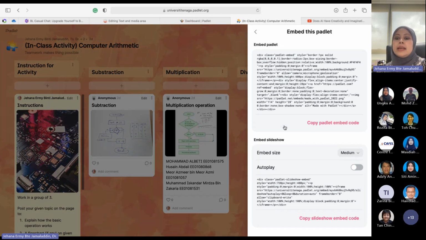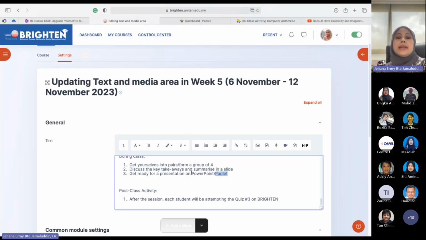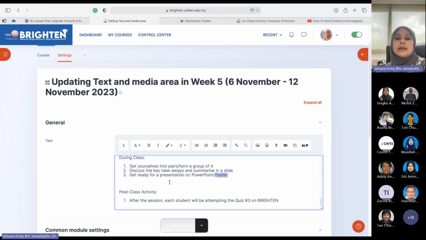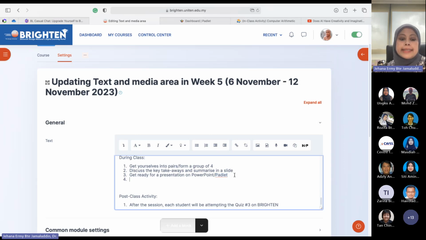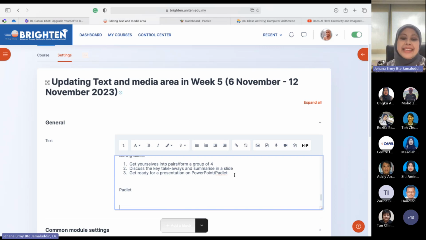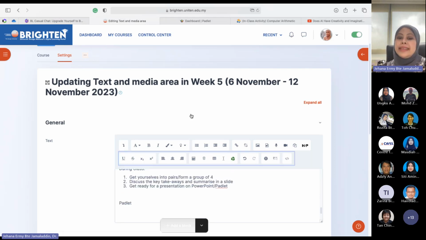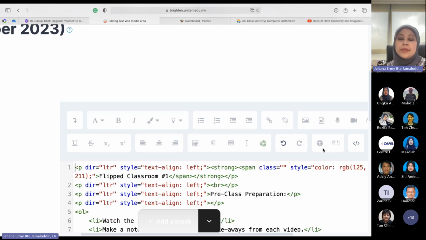So this is the thing. You're going to copy the whole code. Do the same thing like what you did for your YouTube, and go to the editing text. Place it nicely. Okay, I plan to put it here. Padlet. Okay. Then what do you do? Do the same thing. Then you have your coding.